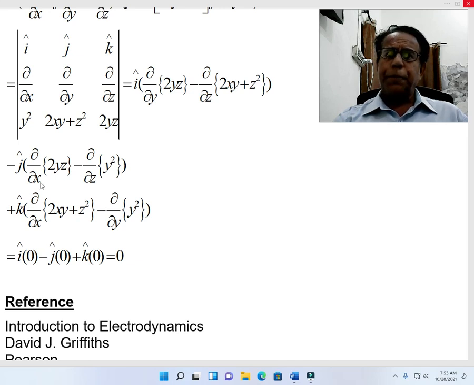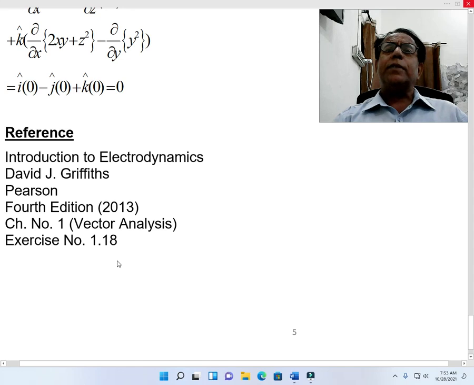Similarly, here with respect to x it will become 0, and it will again become 0 because z is absent, x is absent. Here again this will become 2y and this again will become 2y, and these both will cancel out and our result will become 0. Okay, so the solution of part c has become 0. Now we come towards the reference.